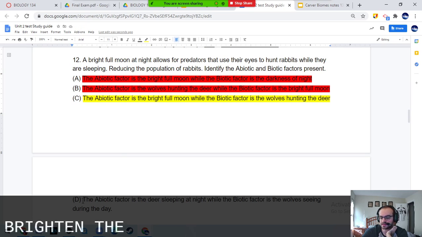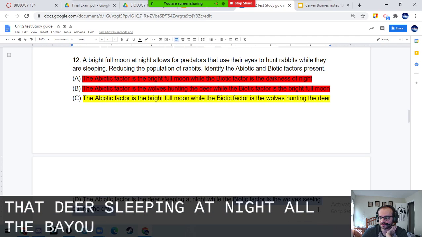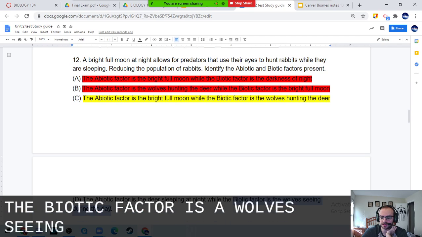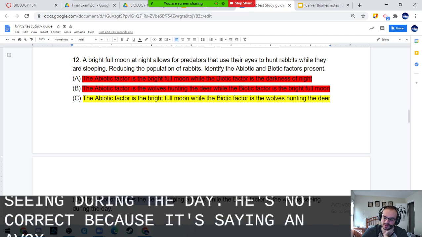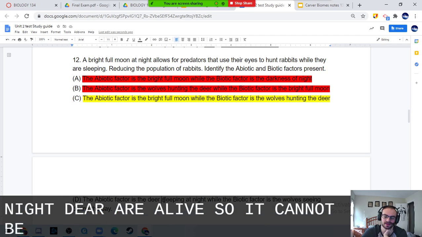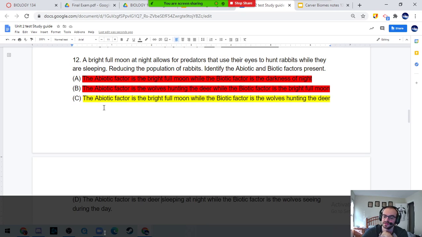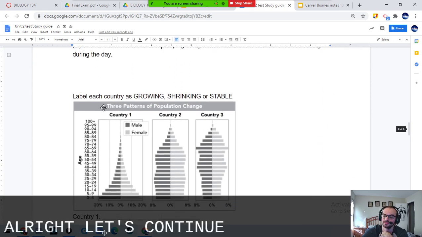All right, and then D says the abiotic factor is the deer sleeping at night, while the biotic factor is the wolves seeing during the day. D is not correct because it's saying an abiotic factor is the deer sleeping at night. Deer are alive, so it cannot be an abiotic factor. All right, let's continue.